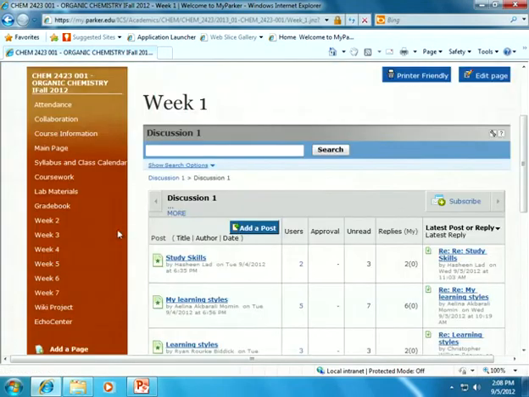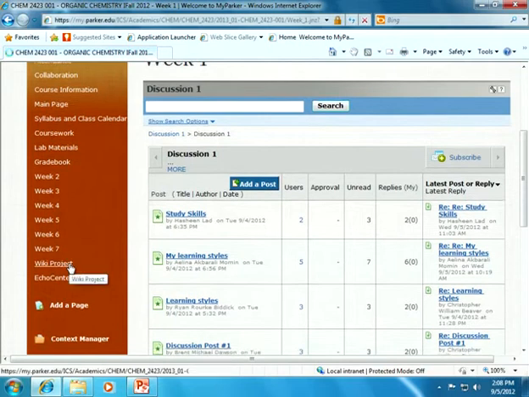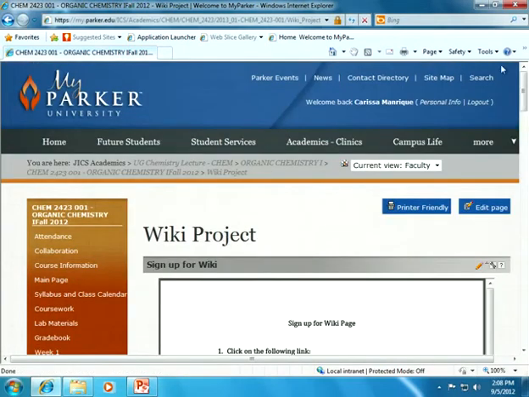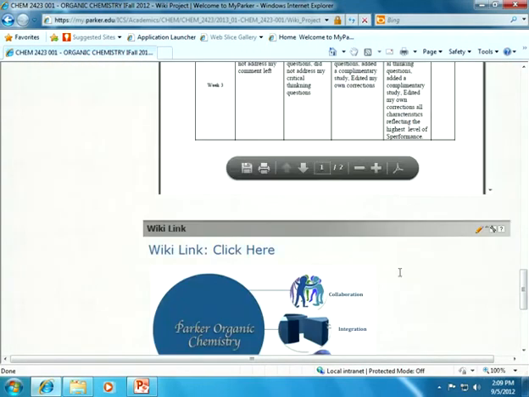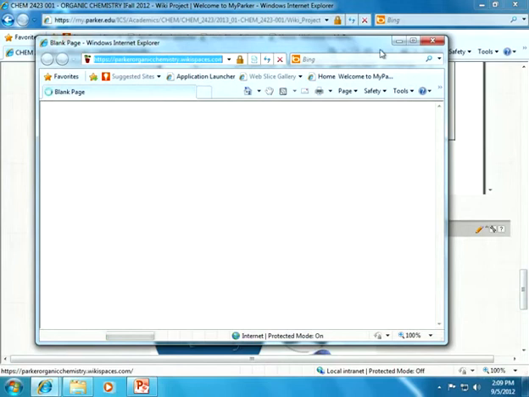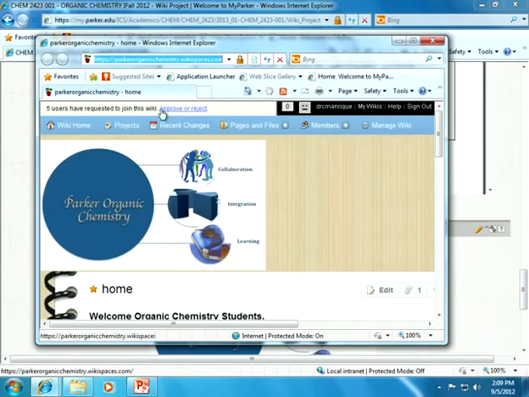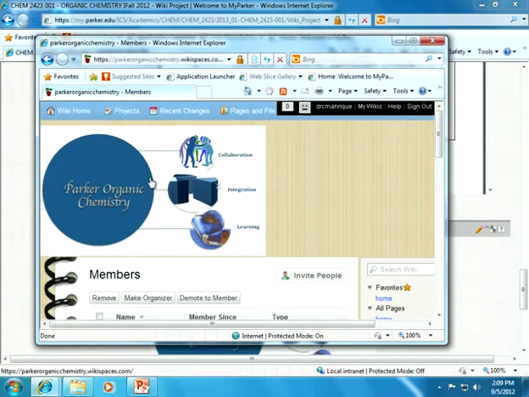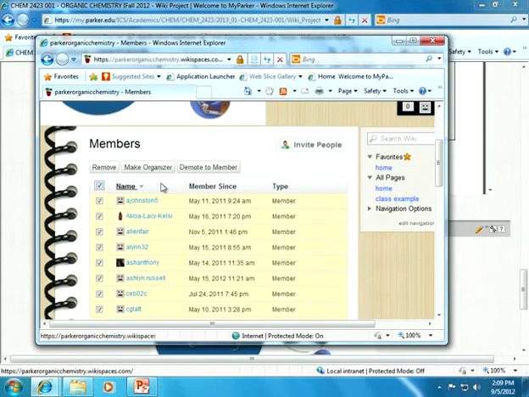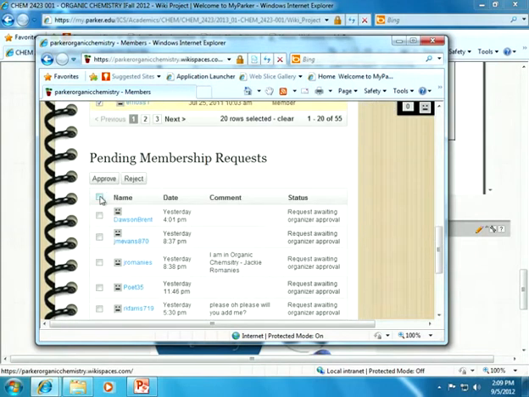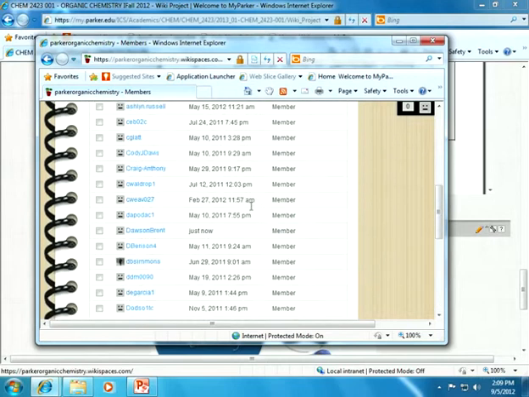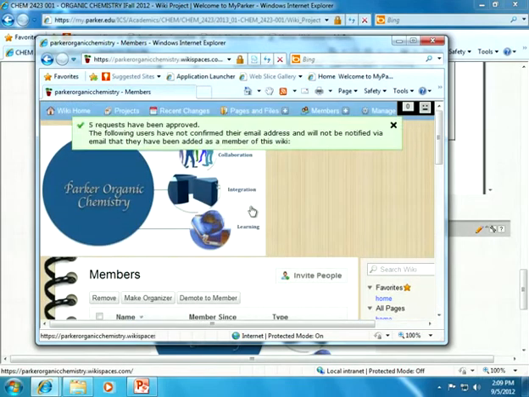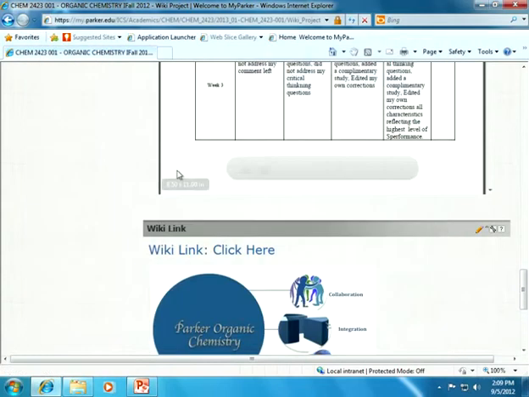So that's your discussion. Anything for your wiki project is over here under wiki project. When you click on it, you can go to the link right here. So let me go ahead and approve these people here. Pending. Okay, so some people have already started to sign in, get their username, password, and stuff. So go ahead and start doing that.